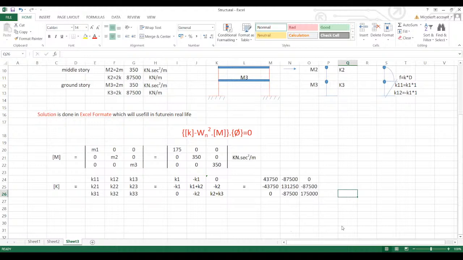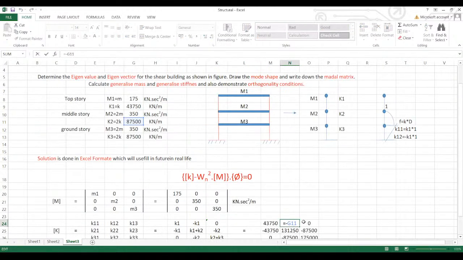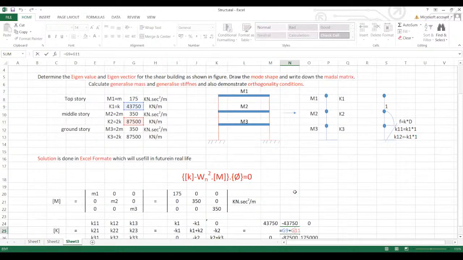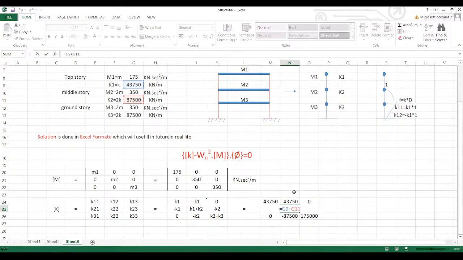13, 43 minus 87, 175,000, okay, and 87, 500, 13, 1250, and there is minus K1. Here is minus K1. What we have done? I think put K2. So that was K minus K1 here. That is this kind. Is K1 plus K2. Okay.